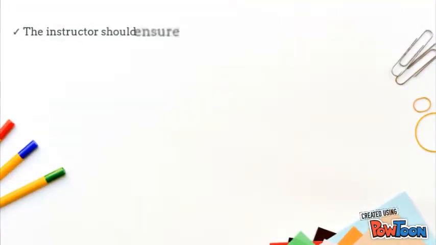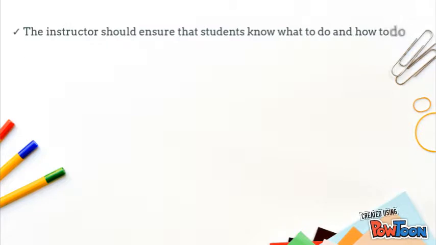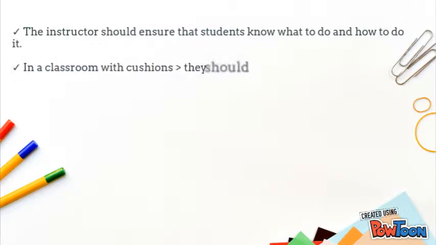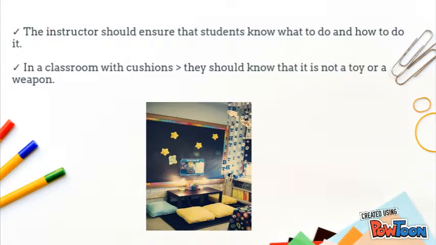When students are transitioning to another part of the classroom, the instructor should ensure that they know exactly what to do when they get there and how to do it properly. In a classroom with cushions, for example, students should know that they must pick up a cushion gently, place it on the floor, and that it serves a purpose in our classroom. It is not a toy, nor is it a weapon.